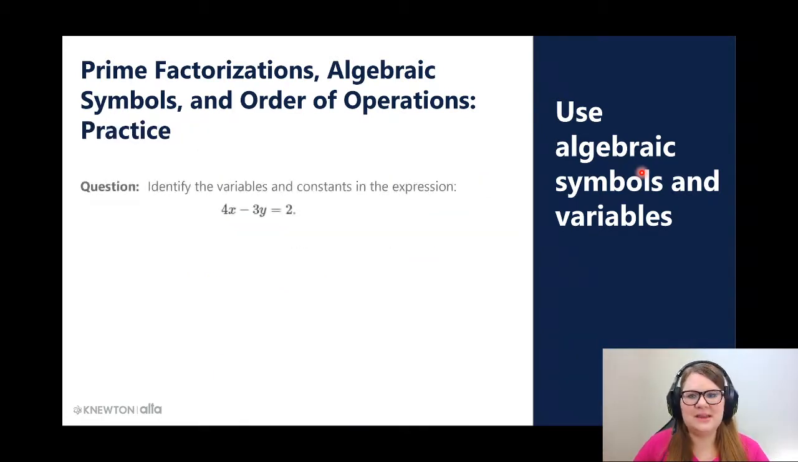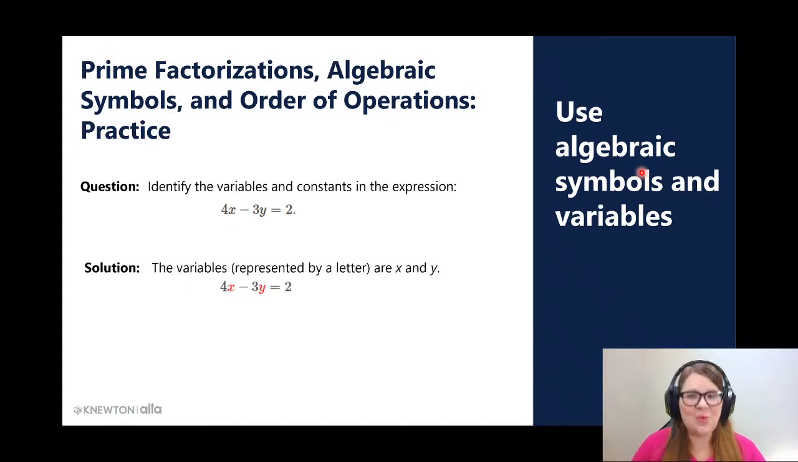So let's take a look at an example. In this equation, 4x minus 3y equals 2, what are the variables? What are the constants? Now again, I know this happens to be an equation because 4x minus 3y is an expression, 2 is an expression, and there's an equal sign between them. Now, the variables again are those letters that represent a number that could change. So x and y are both variables in this case. The constants are the ones that don't change. So here we have the numbers 4, 3, and 2.